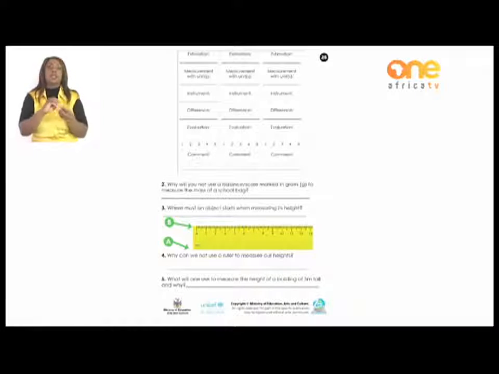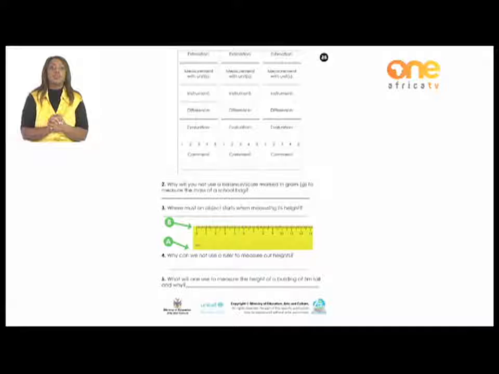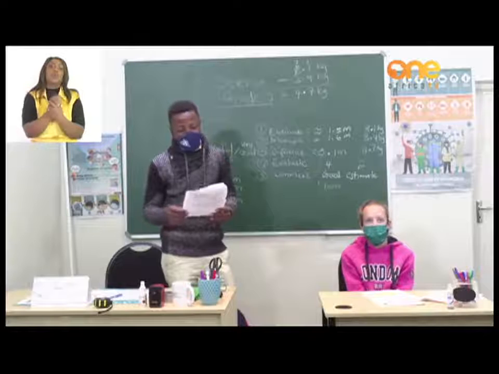Question 5. What will one use to measure the height of a building of 5 meters tall, and why? So it's asking the instrument, and why are we using that instrument? With that, I hope you answer this question in the right way, and I wish you all the best. Do your activity and take the activity to your teachers for marking.